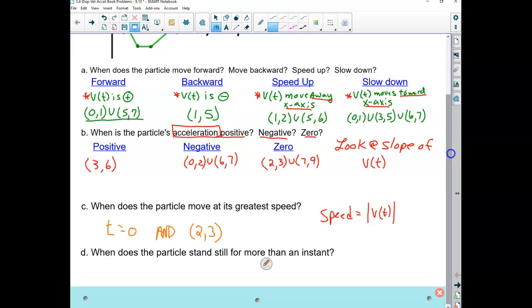What do we got here? When does the particle stand still for more than an instant? Well, if it's standing still for more than an instant, that would be when my velocity equals what? 0 for more than an instant. So when is my velocity 0 for more than an instant?